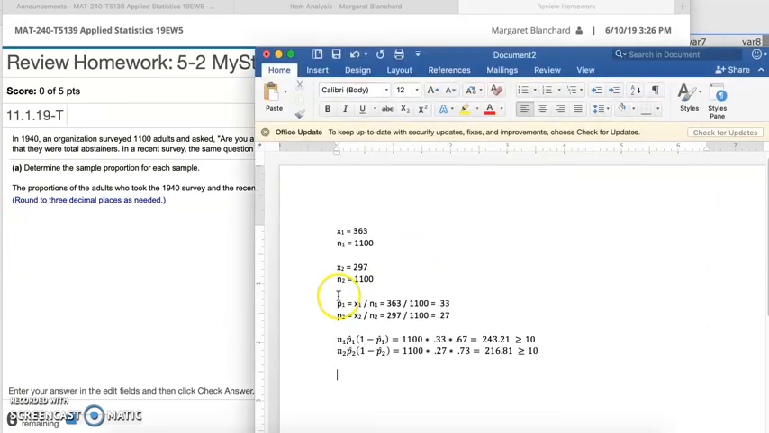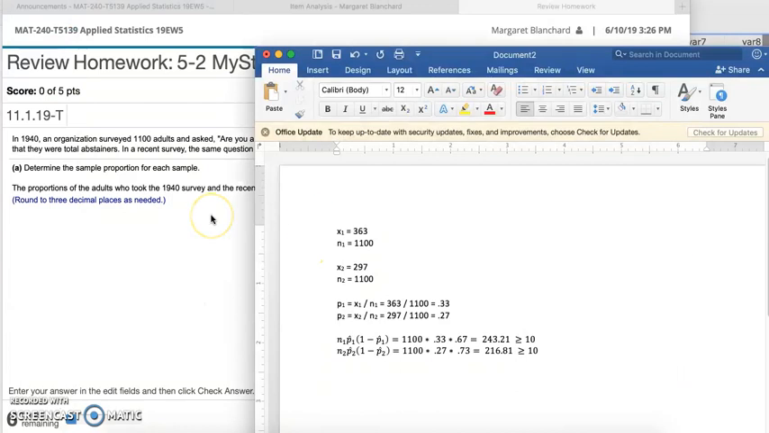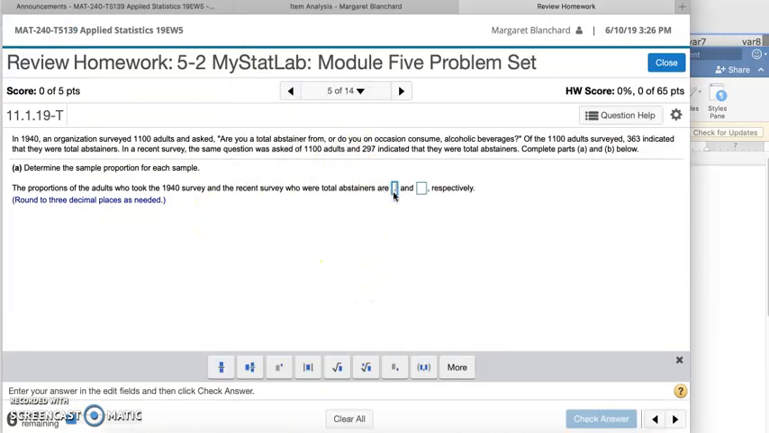So to find those proportions, we do P1 equals X1 divided by N1, which is 363 divided by 1,100. That gives us 0.33. We do the same thing for P2. It's going to be 297 divided by 1,100. That's going to give us 0.27. So let's put those in, 0.33 and 0.27.